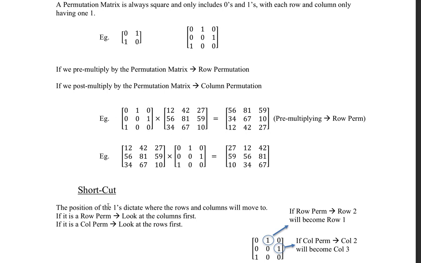If we're post-multiplying, we look at the rows first. So if it's a column permutation, we can look at the rows first. So we know this one is a column permutation because we're post-multiplying. So we can look at row 1. This indicates that column 1 moves to column 2, which is in fact what has happened. Column 2 has gone to column 3, yes, and column 3 has gone to column 1, which it has. So there's a shortcut there.